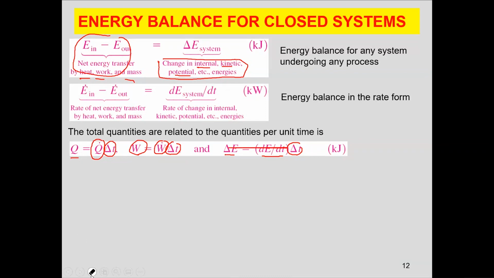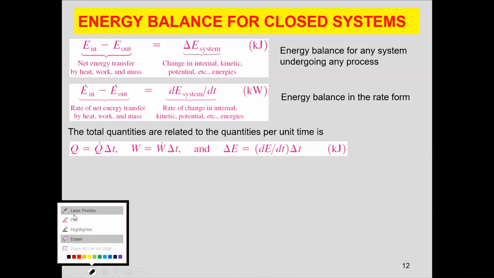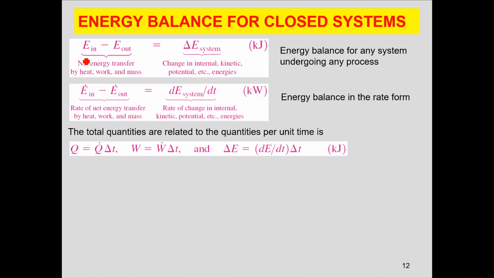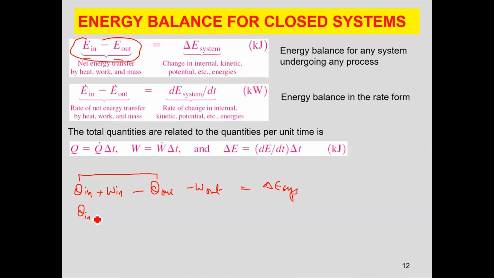Essentially, what I want to highlight over here is E in minus E out. For a closed system, E in is basically Q in plus W in, and E out is Q out plus W out. This is essentially equal to change in energy of the system. It's the same equation. I have split it into heat and work, and I can sometimes combine these two, Q in minus Q out, and write them as Q net into the system.